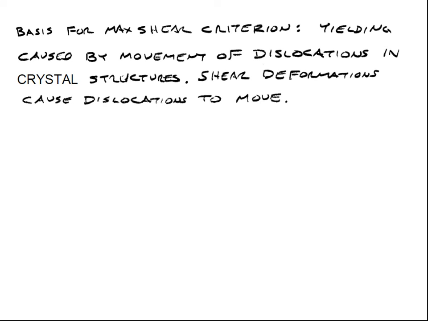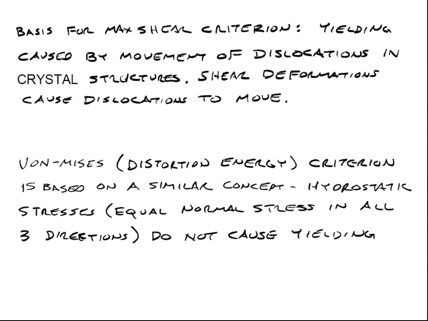Now, the basis of that maximum shear criterion is the observation that the movement of dislocations within the crystal structure is what causes yielding. And yielding is not caused by extension or shrinkage in the directions, but rather by angle changes. In other words, shear deformations cause the dislocations to move. So looking at the shear strength as opposed to the principal stresses seems like a logical thing to do. And a similar kind of argument is made with the von Mises criterion.